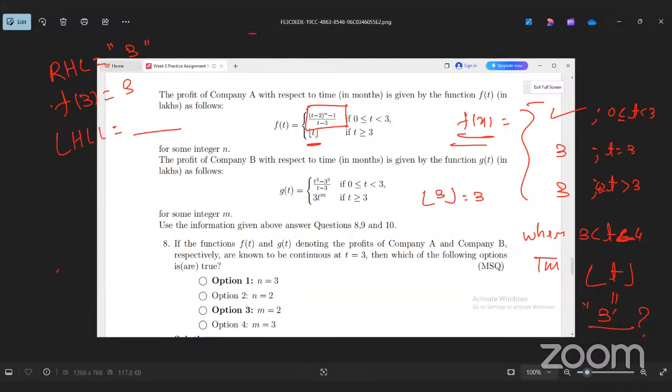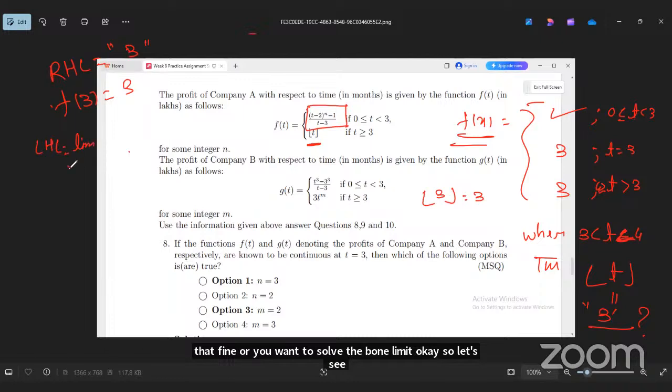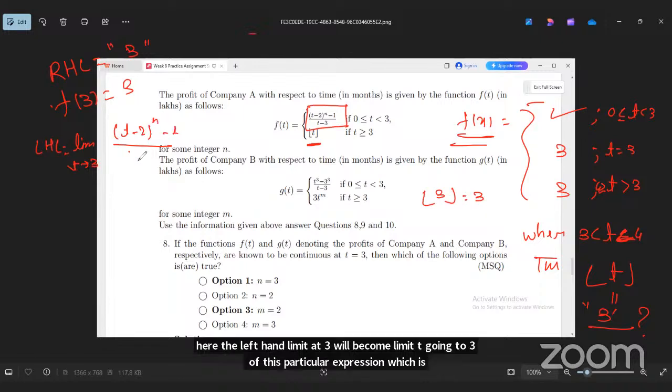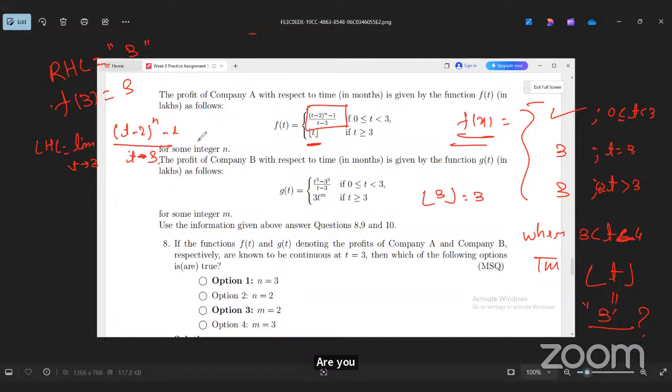Okay, so let's see. Here the left hand limit at 3 will become the limit as t goes to 3 of this particular expression, which is (t minus 2) to the power n minus 1, upon t minus 3. So here we now have to use L'Hospital, no? L'Hospital rule. Are you sure? Because when you substitute, 3 minus 2 is 1, minus 1, it is 0 by 0 form. Correct. So 0 by 0 form, apply L'Hospital rule. Limit as t goes to 3.